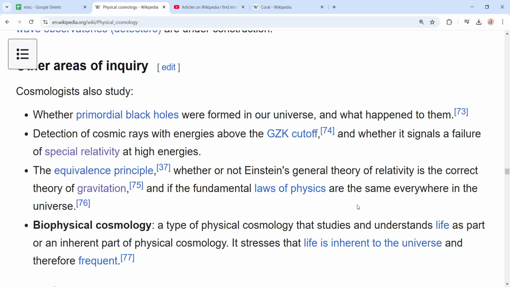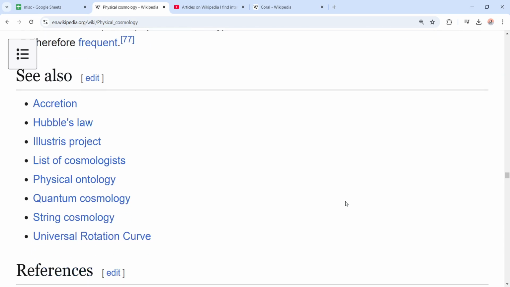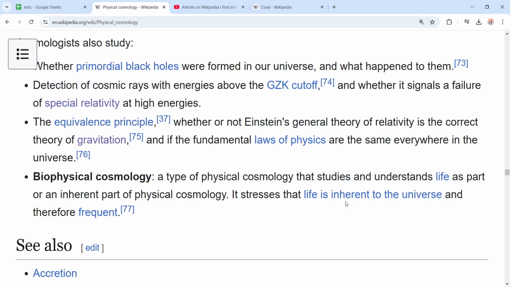Biophysical cosmology, a type of physical cosmology that studies and understands life as part or an inherent part of physical cosmology. It stresses that life is inherent to the universe and therefore frequent.